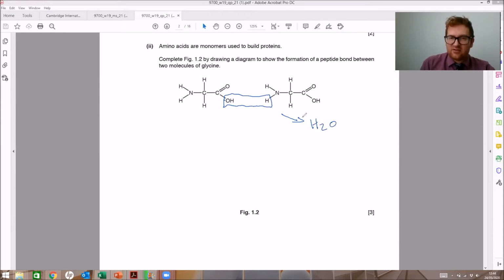Okay, so this is the first part. Identifying water as a product is 1 mark. Correctly identifying where the actual bond takes place, and then the final bit to draw it is really the end bonding that takes place here. Okay, so if you were to draw the full amino acid structure like this, that is fine.